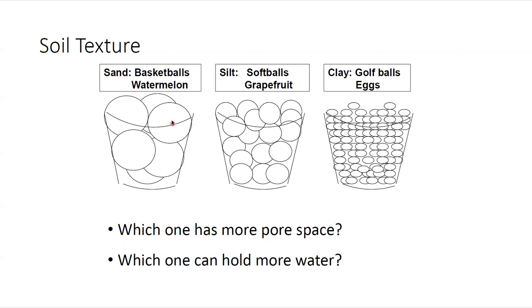Now, the explanation behind it is, within this space, the aggregate volume of pore space is much greater than the aggregate volume of pore space within this. And the reason is that every single one of these very large particles is all mineral. There is no pore space within the entire volume of the sand, basketballs, or watermelon, however you want to look at it.